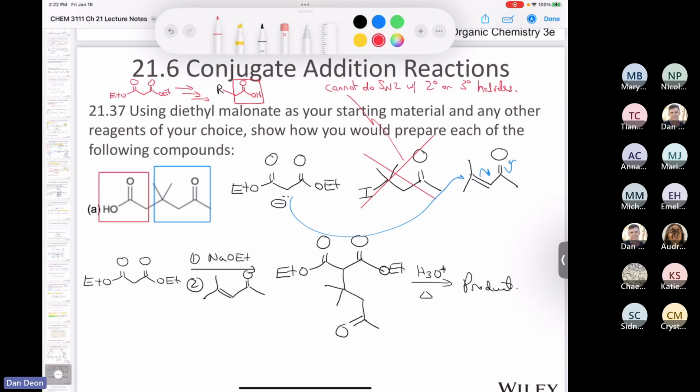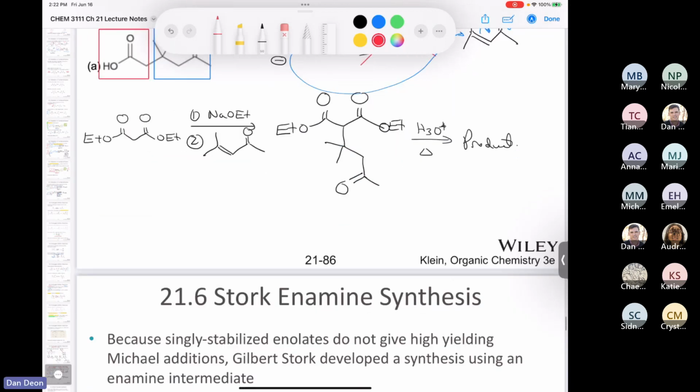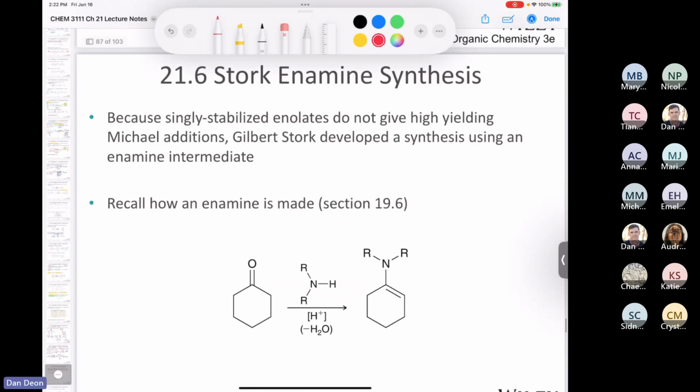Now let me show you some variations on conjugate addition. And this first one is called the Stork enamine synthesis. It's a pretty cool reaction. I think it's one of the neatest reactions we see in this whole class. And again, because a singly stabilized enolate doesn't give a high yielding Michael reaction, Gilbert Stork, who is from Columbia University, made up this synthesis using an enamine. Do you guys remember we covered enamines in chapter 19?